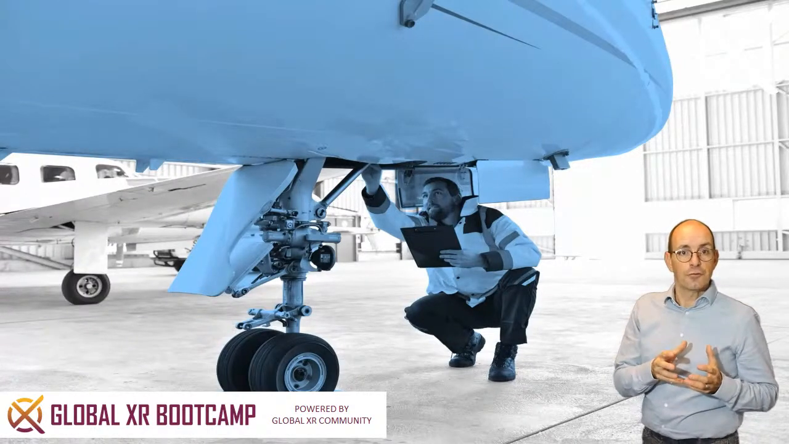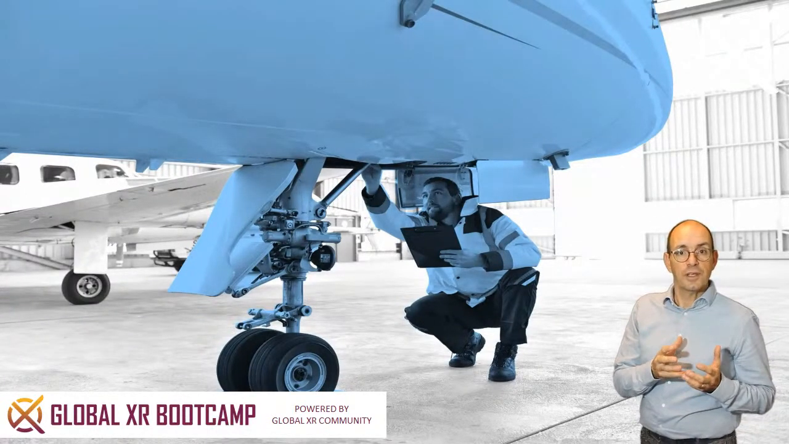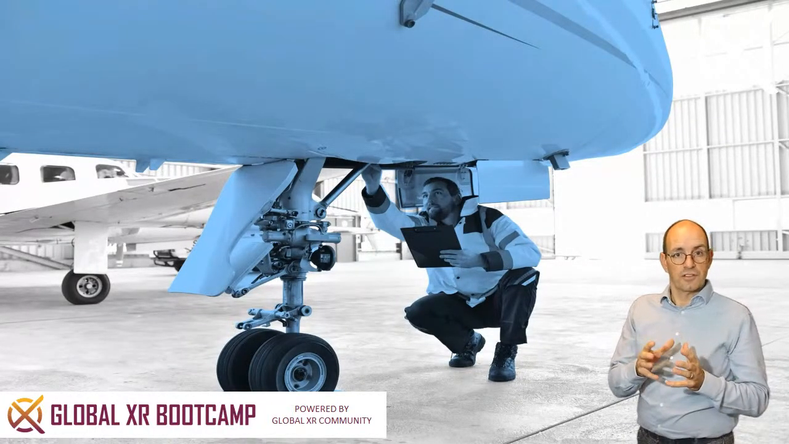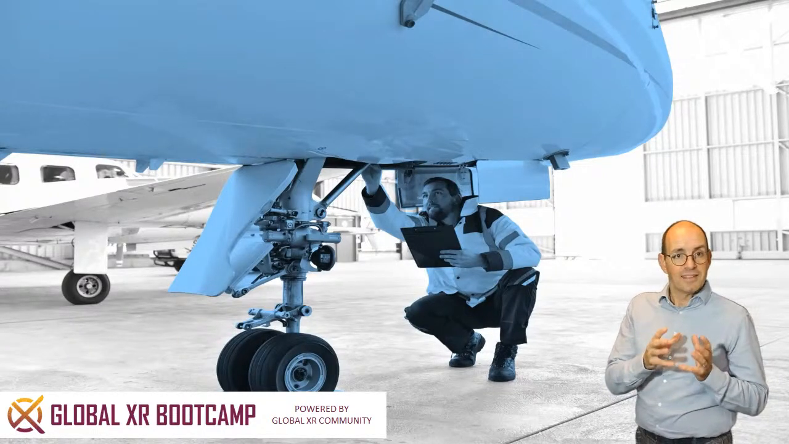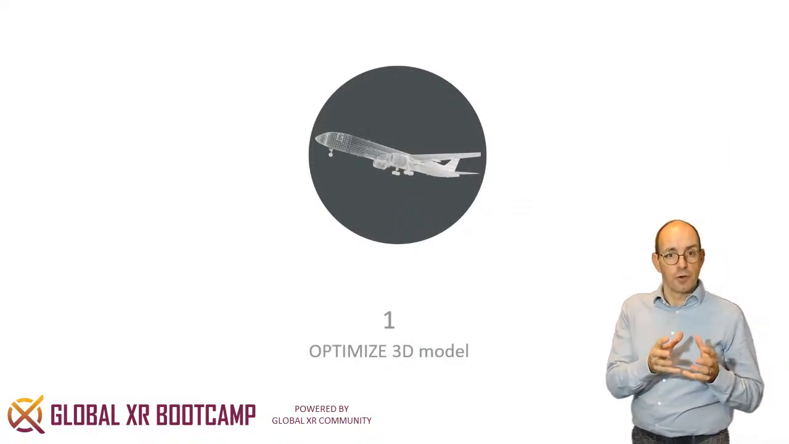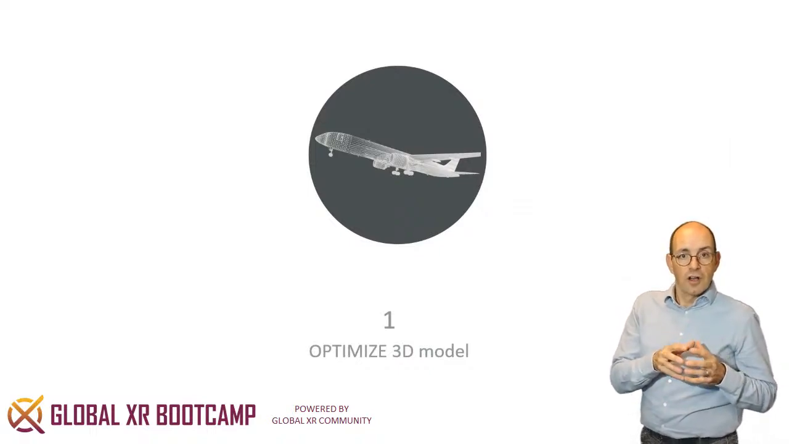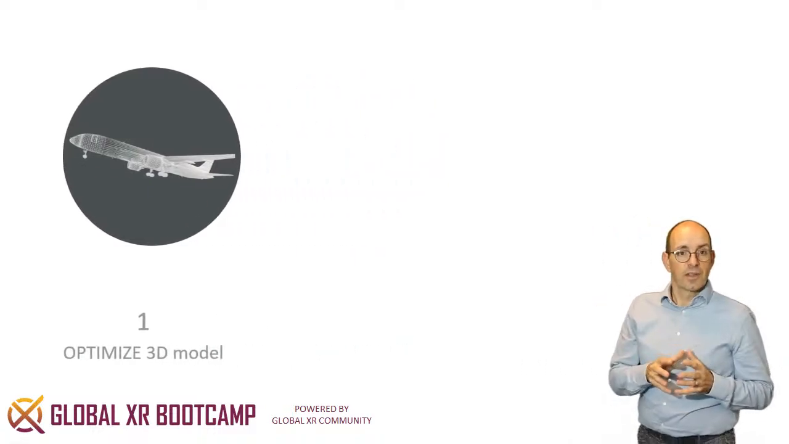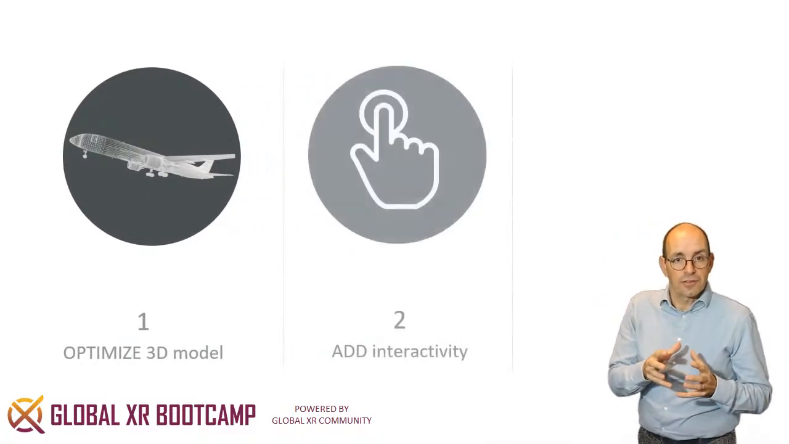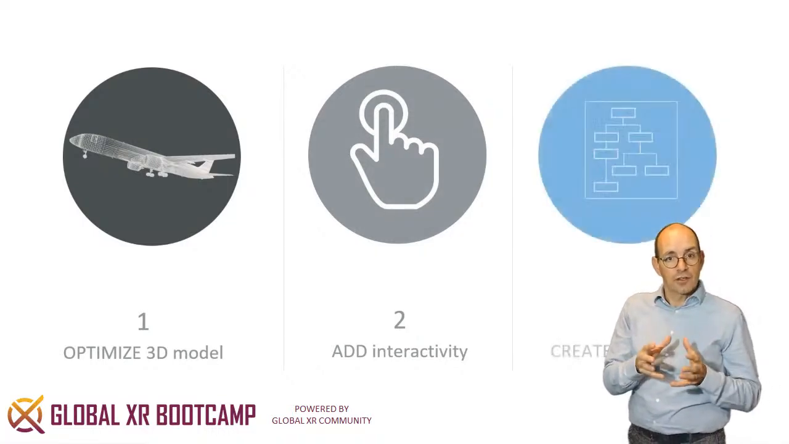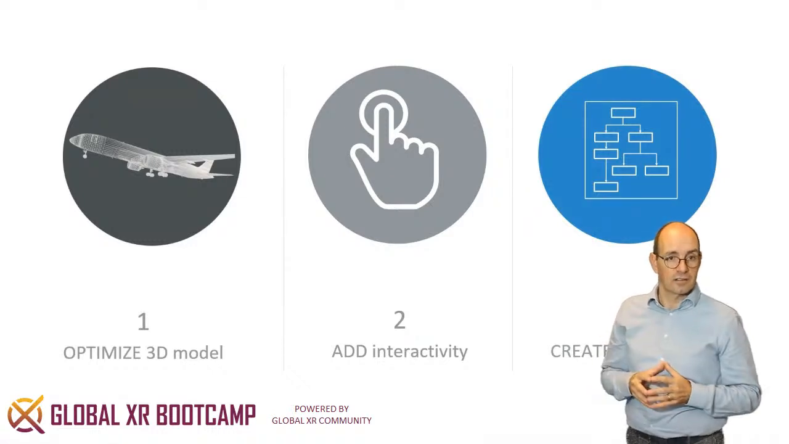To facilitate this in a virtual training, this flexibility should be implemented by design. Let me explain this. In the development process for virtual training, there are three main steps to be taken. The first one is optimizing the 3D virtual model of the asset. The original of this virtual asset can be any 3D created model using the latest modeling techniques. Secondly, the 3D model should be made interactive, so the trainee can actually interact with the 3D model. And thirdly, the scenario should be created so the training can start.